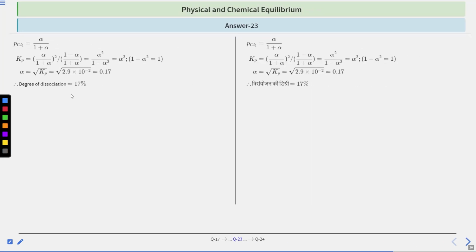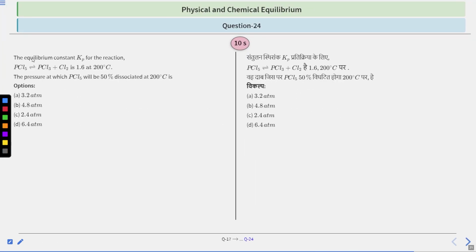Okay. Let's move to the next question, question number 24. The equilibrium constant Kp for the reaction PCl5 giving us PCl3 and Cl2 is 1.6 at 200 degrees Celsius. The pressure at which PCl5 will be 50% dissociated at 200 degrees Celsius is. So we have to find out the pressure at which our PCl5 dissociates 50% at the same temperature at which Kp is given for this reaction. Options are 3.2 atmosphere, 4.8 atmosphere, 2.4 atmosphere, or 6.4 atmosphere.